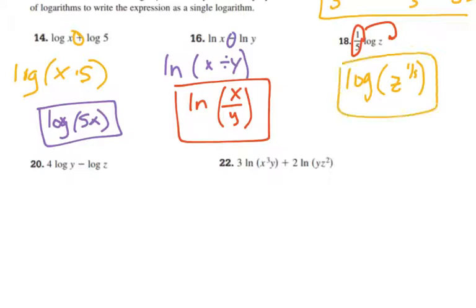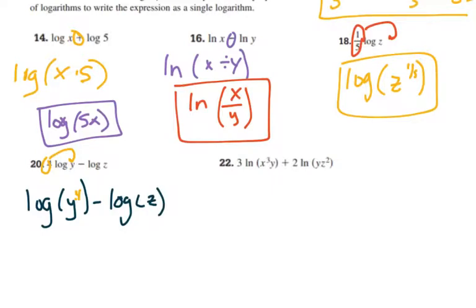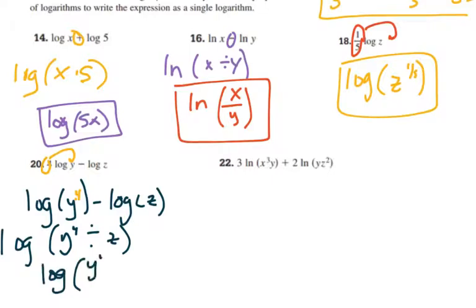Alright, then the next piece is that there are 4 log y's, but anytime there's a number out front, you're going to want to take it up first before you try to combine things. So y to the 4th. Alright, and so then from there we see that it's subtraction, so we're actually going to take y to the 4th and divide it by z, and then have a log base 10 of that. And so it's log base 10 of the fraction y to the 4th over z.